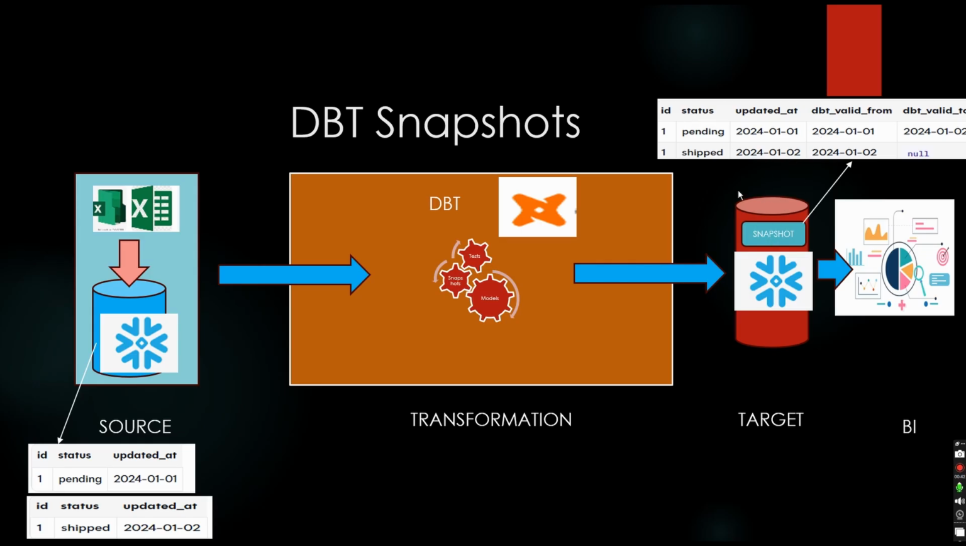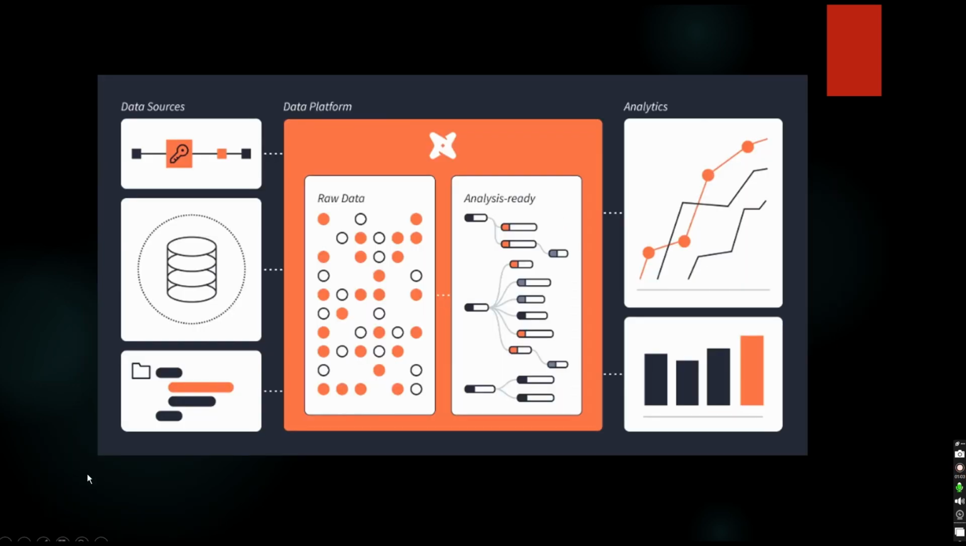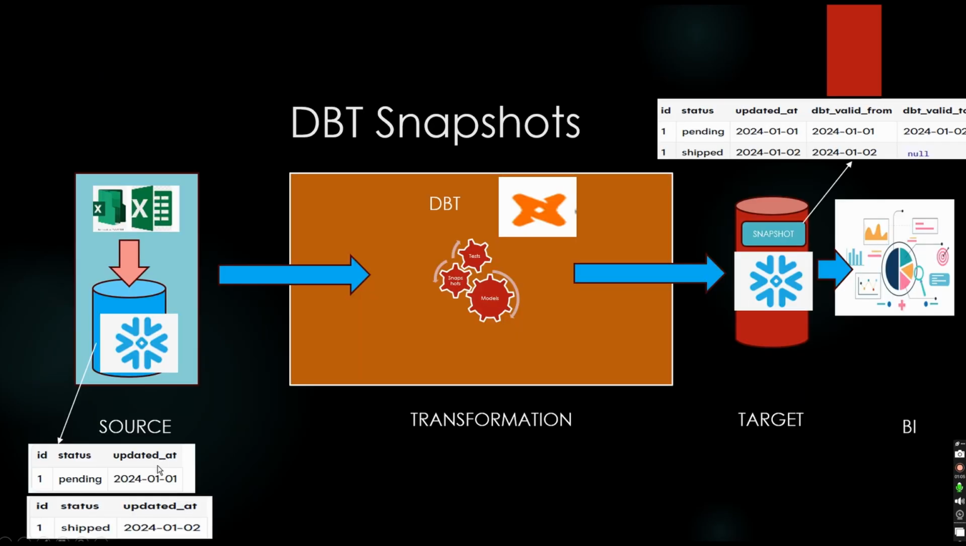So a snapshot will capture all the continuous changes that happened in the sources into a separate table. Why? Because this is just to look back at our data and verify if our data is processed correctly or not. For example, in the source on day one, the status was pending. Okay, and on day two, the status was moved to shipped. And in my snapshot I have both pending and shipped.